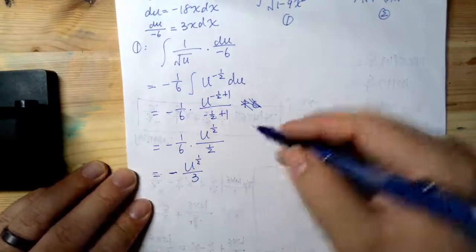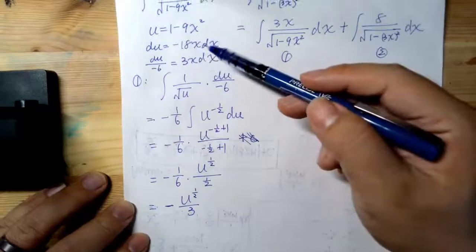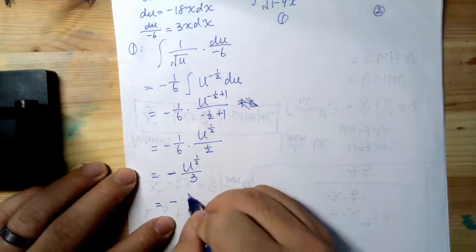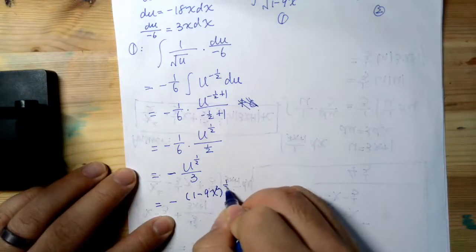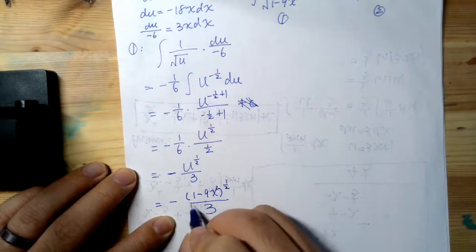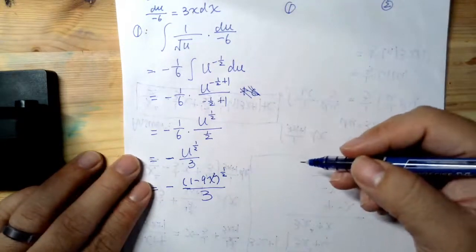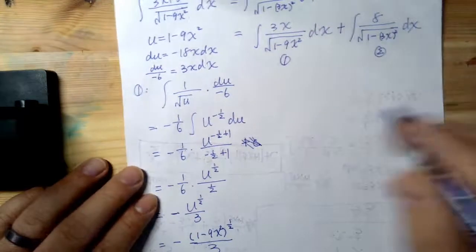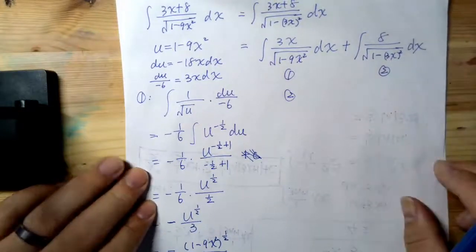Substitute our u back with 1 minus 9x squared. So it's going to give us negative 1 minus 9x squared to the power half over 3. Okay, so this is the first part, to use the u substitution. Solve this. Now let us look at how do we handle this. How do we handle this?